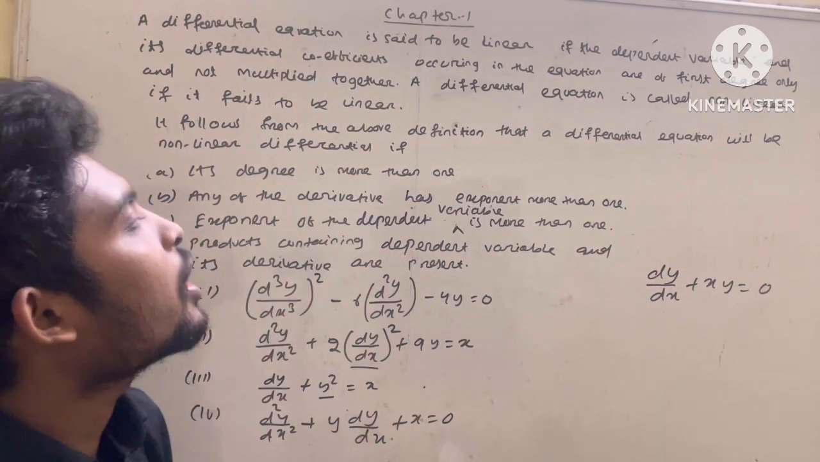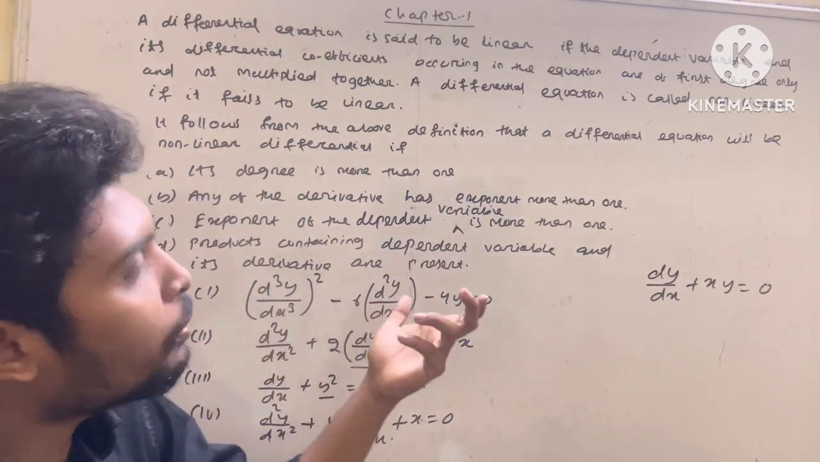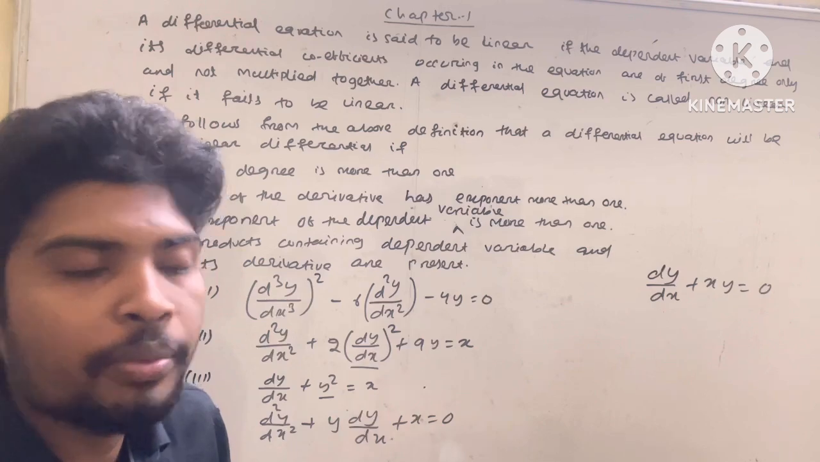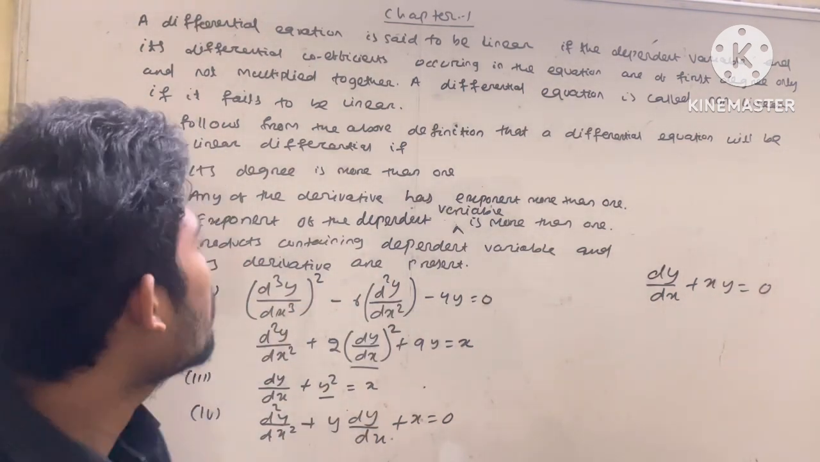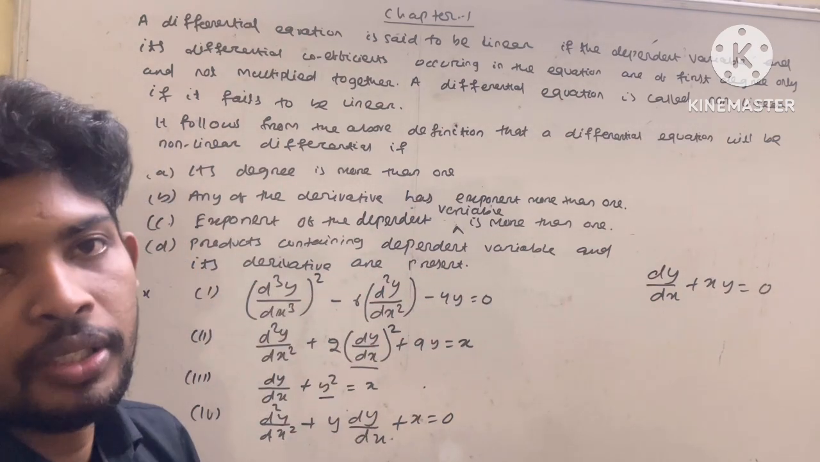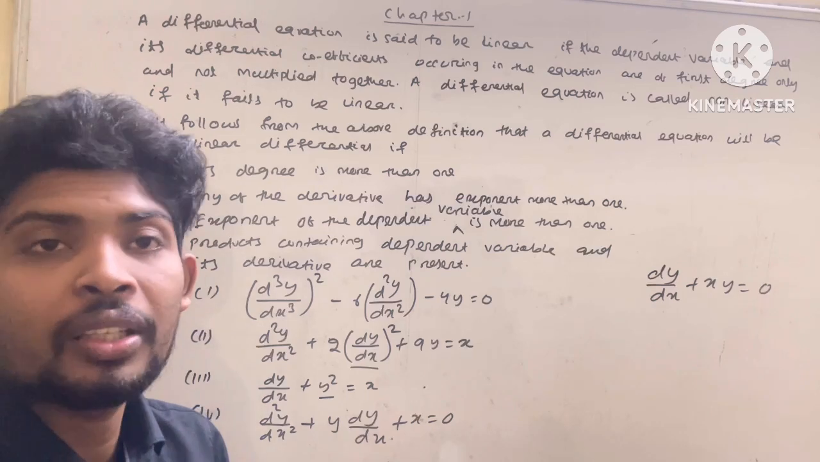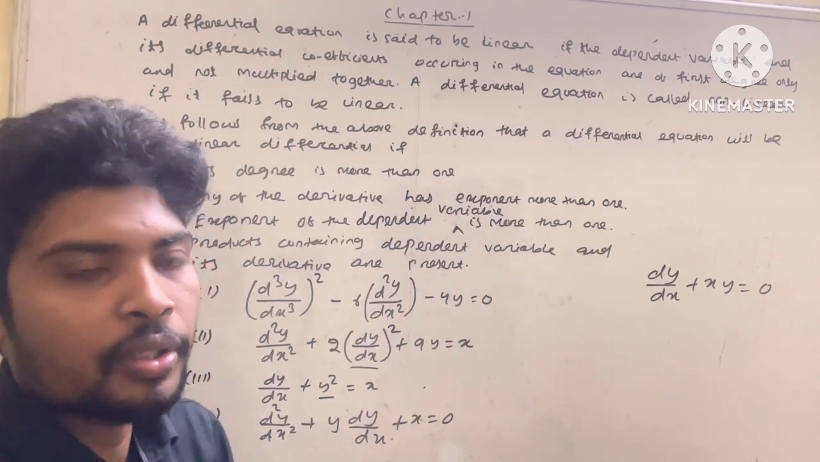Second, any of the derivatives has an exponent more than 1. The third is the exponent of the dependent variable: here y is the dependent variable and x is the independent variable, so if the exponent of the dependent variable is more than 1, it is non-linear. Fourth, if products containing the dependent variable y and its derivative dy by dx are present, that is not a linear differential equation; it is a non-linear differential equation.